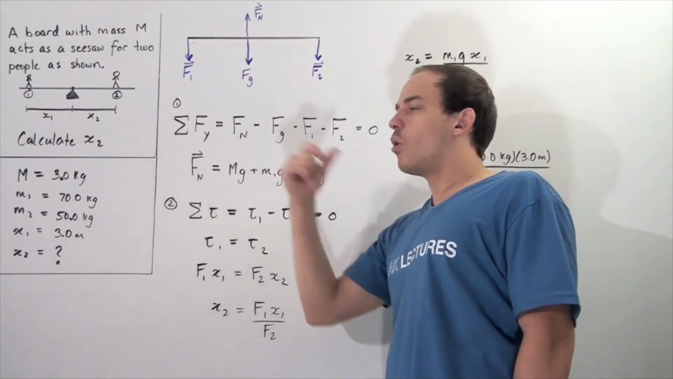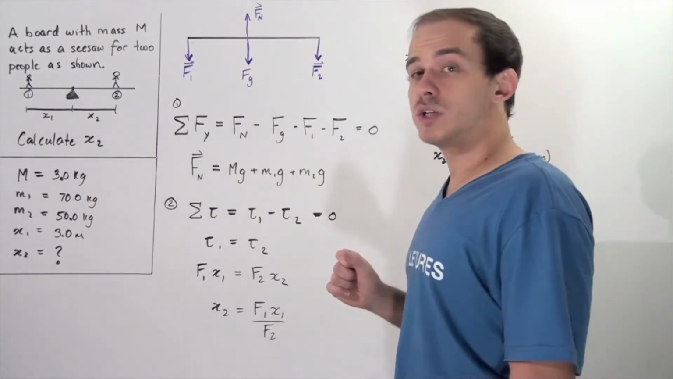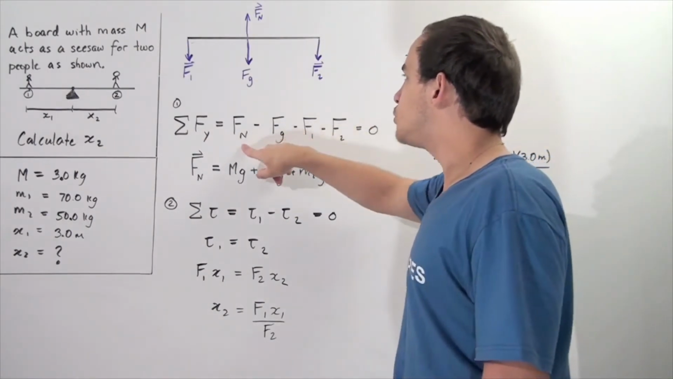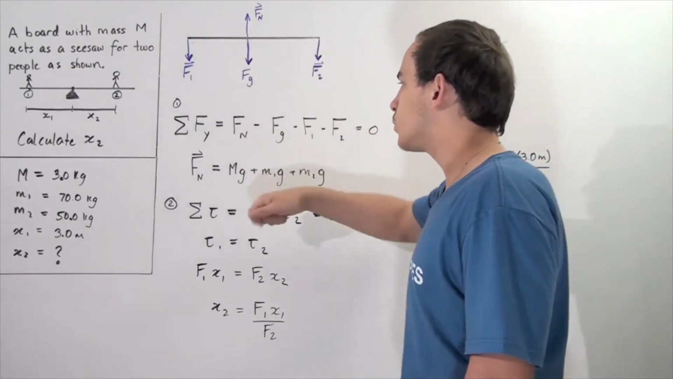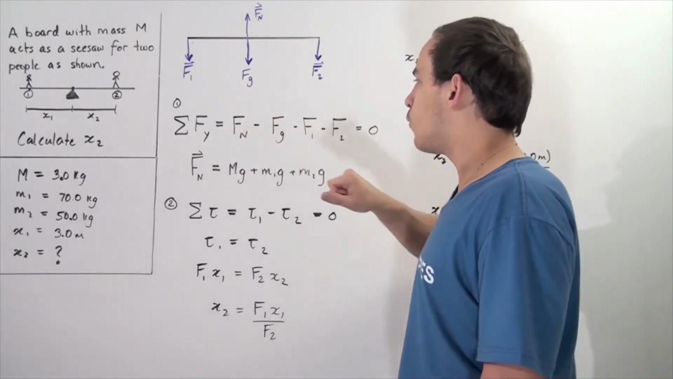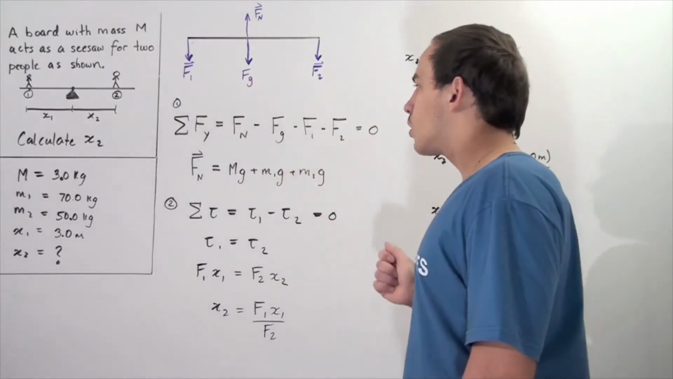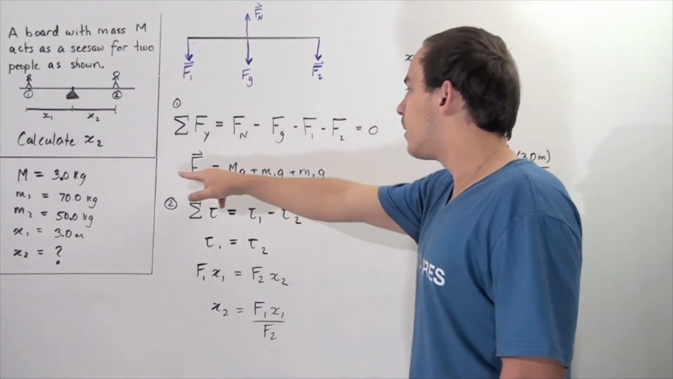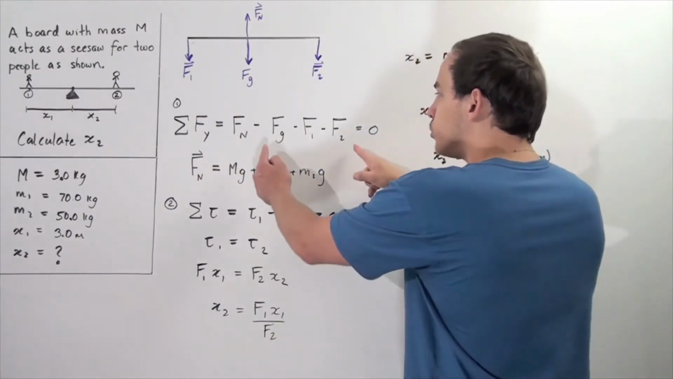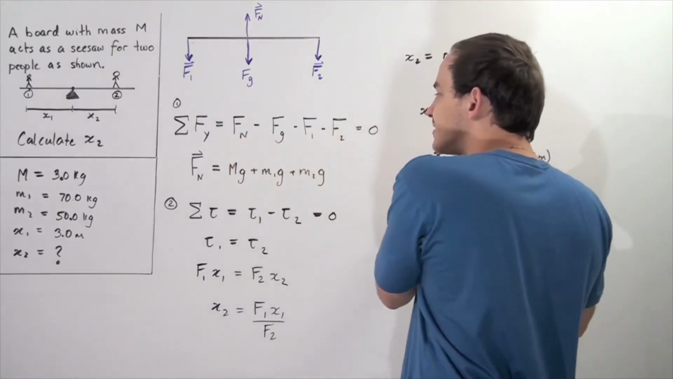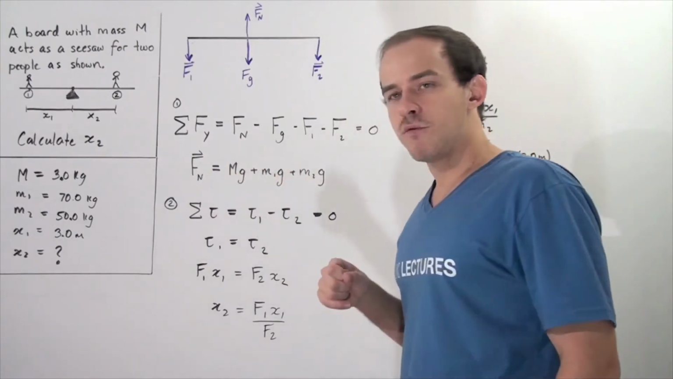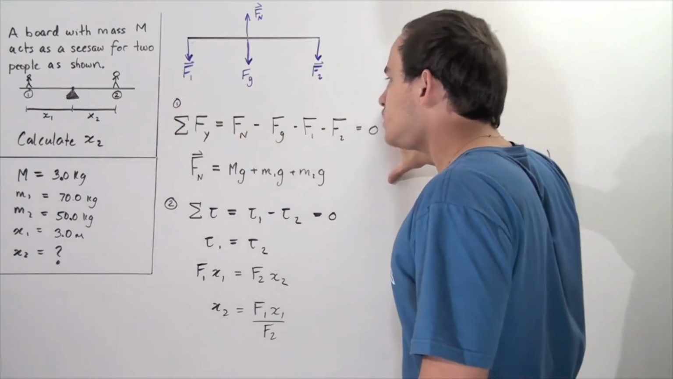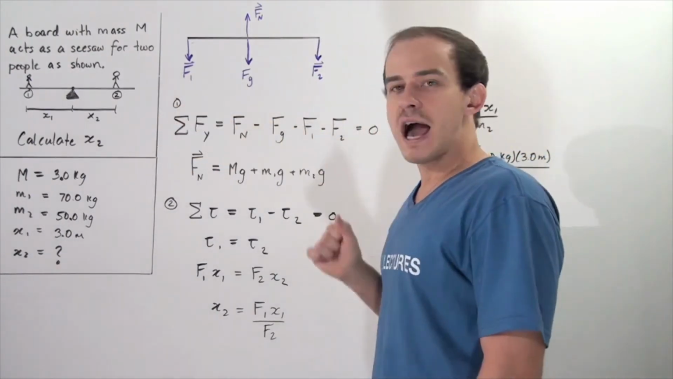So if we sum up all the forces acting on our board along the y-axis, we see that the sum is equal to 0. We choose going upward to be positive, downward to be negative. So we have the normal force minus all these 3 forces. If we wanted to, we could solve for the normal force by bringing all the negative forces to the right side. Now, let's go to step 2. We actually don't need to use this information to solve our problem.